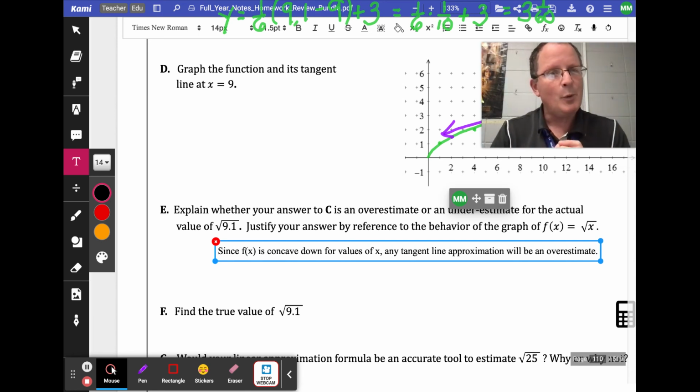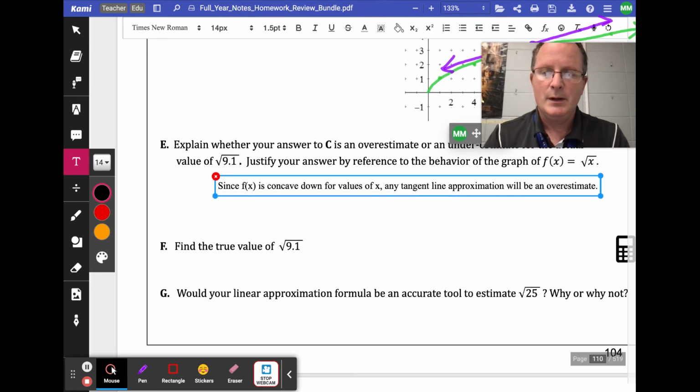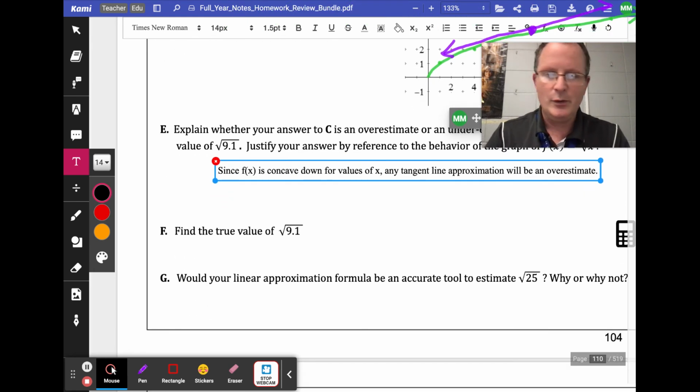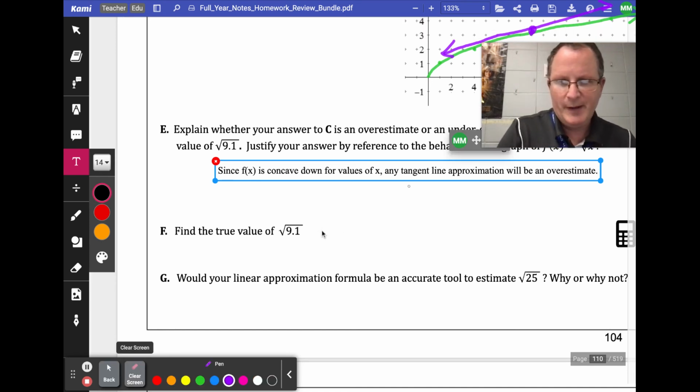So that's kind of the point here. Your tangent line approximation should be close, but it's going to be more because of the concavity. All right. So what can we say? The true value. I'll just write that. True value of square root of 9.1.